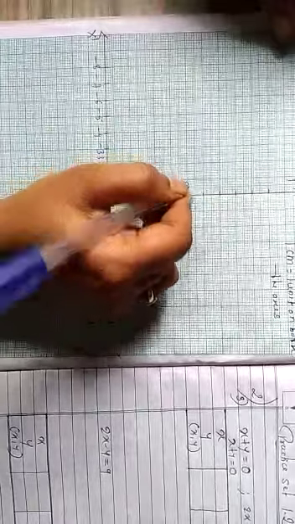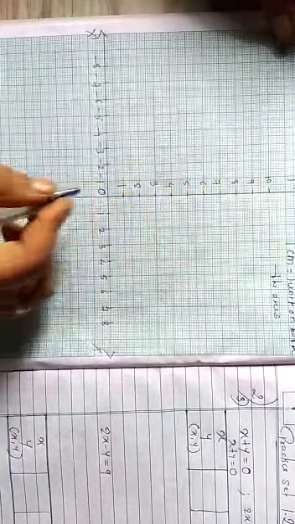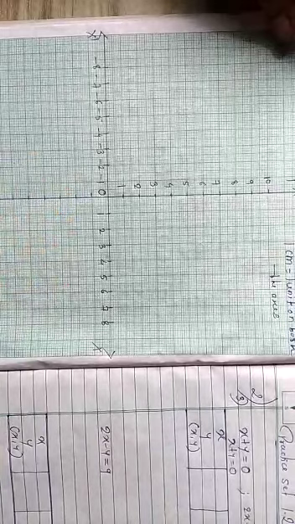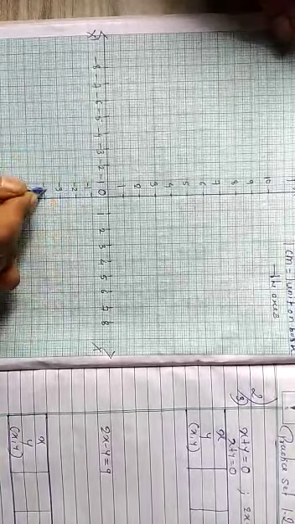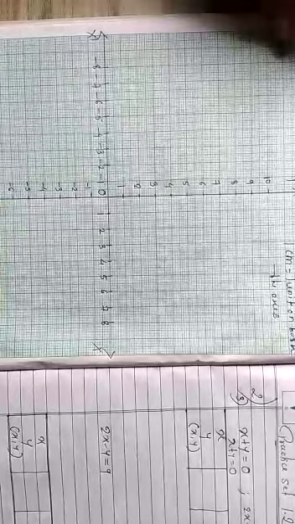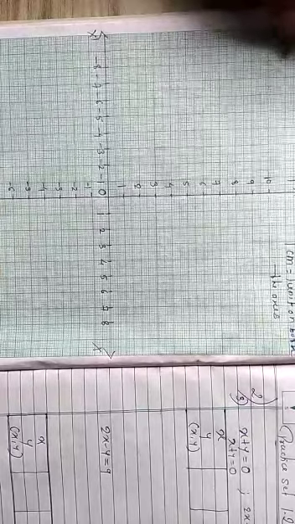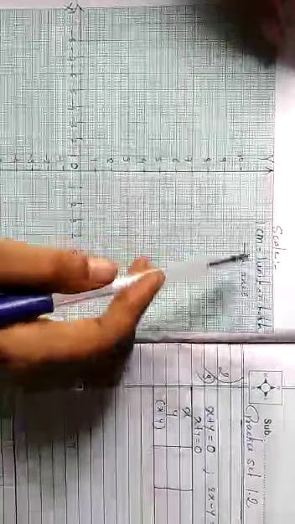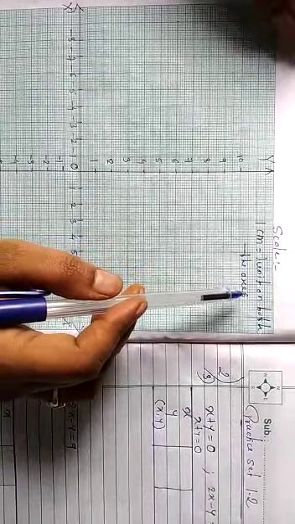So first I'll write the numbers 6, 7, 8, 9, 10. Same way this side, write down -1, -2, -3, -4, -5, -6, -7, -8, -9, -10. And very important is the scale. The scale will remain the same: 1 centimeter equals 1 unit on both the axes. You have to write down the scale without fail.